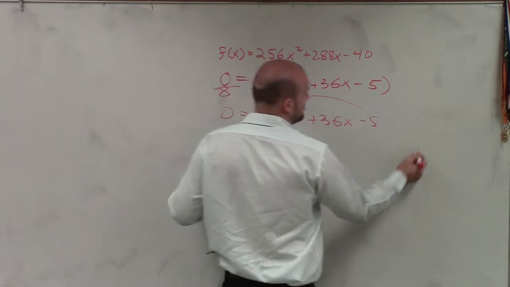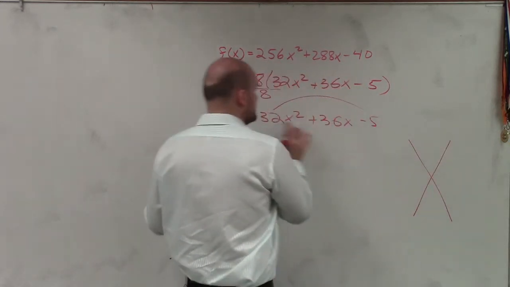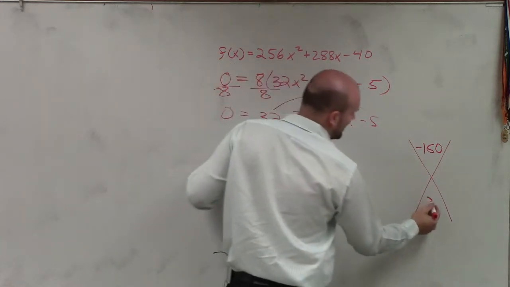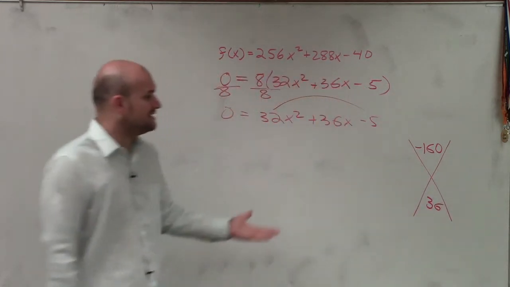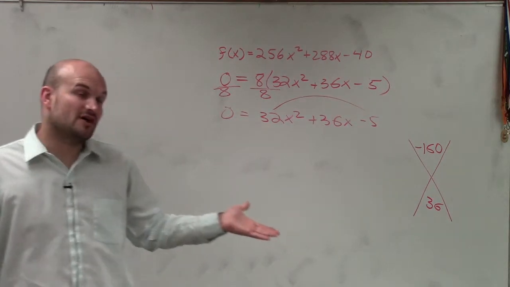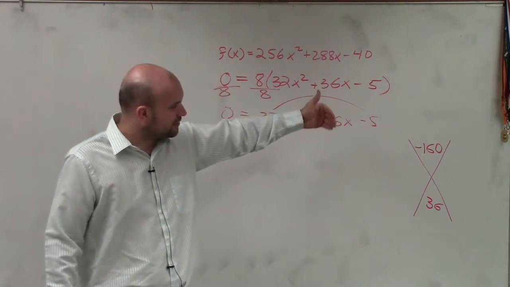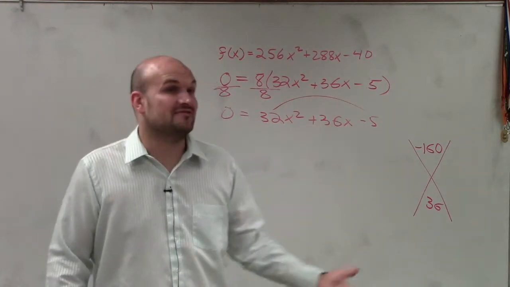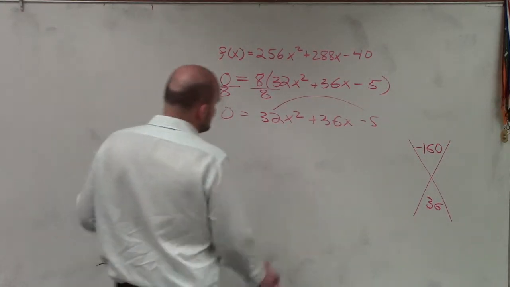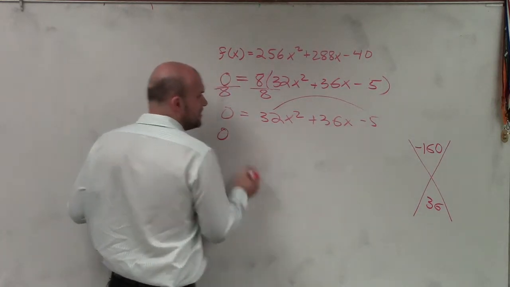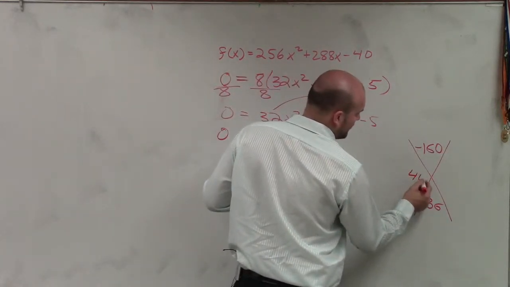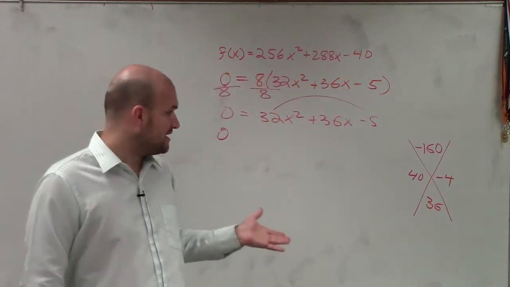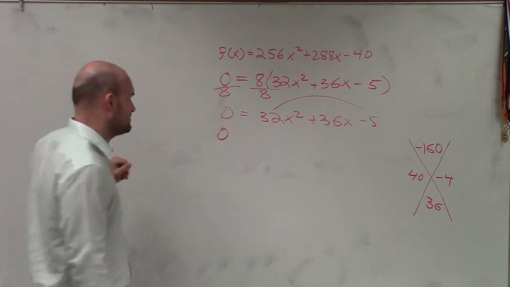To do that, I'm going to multiply my a times my c. When I do that, I get negative 160, and then they need to add to positive 36. So I need to look at the factors of negative 160 that are going to add to positive 36. You can work through a lot of numbers that divide evenly into 160, but what I was able to come up with was positive 40 and negative 4, because that gives me negative 160 when I multiply them, and they add to a positive 36.